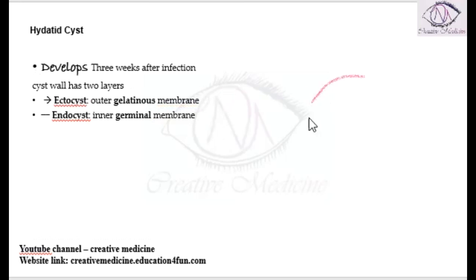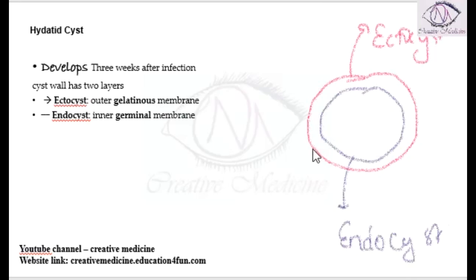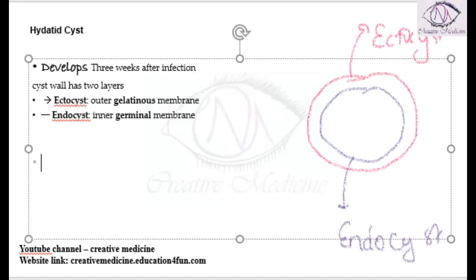This is the cyst wall, which has an ectocyst, which is an outer gelatinous layer, and an endocyst, which is the inner germinal layer. It has cells also in the endocyst. Now, surrounding this ectocyst and endocyst, we have the pericyst, which develops around the hydatid cyst.